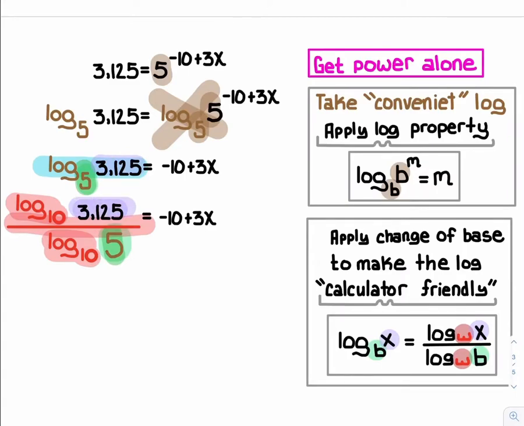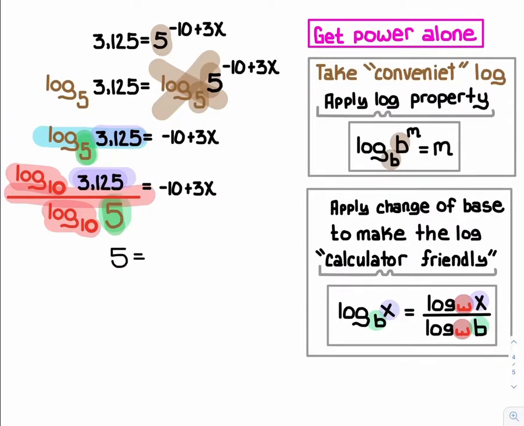Okay, everything there on the left is calculator friendly, so if you enter in the log of 3,125 divided by the log of 5, you get 5, and then the right side is still negative 10 plus 3x. Undoing the order of operations, I'm going to add 10 to both sides, so 15 equals 3x. Lastly, divide by 3, and x equals 5.